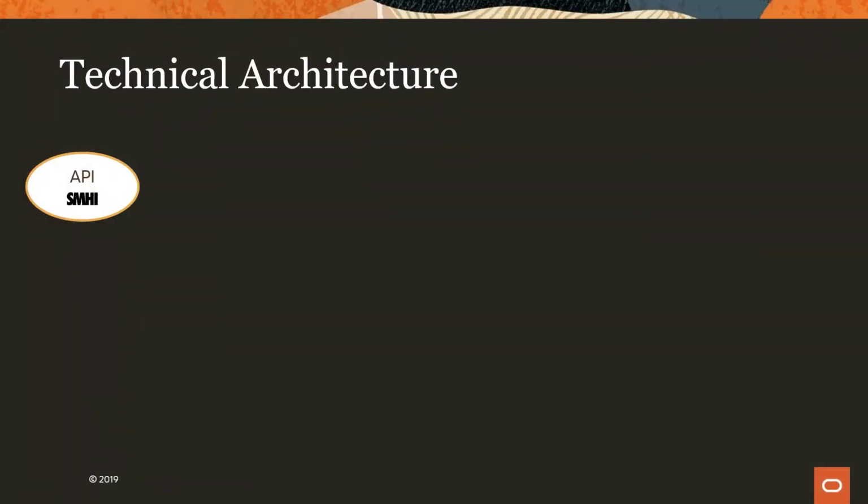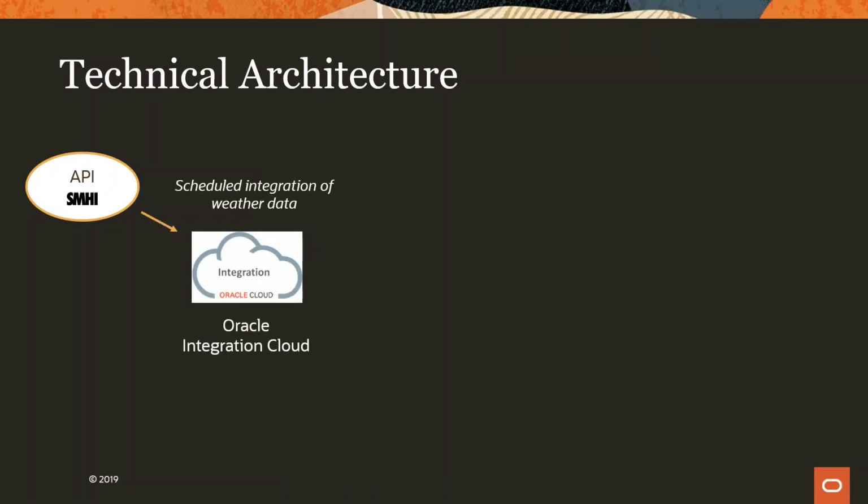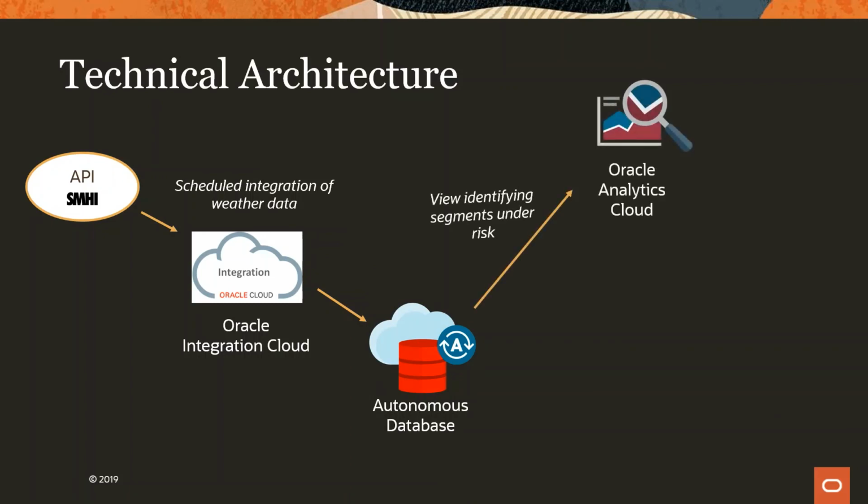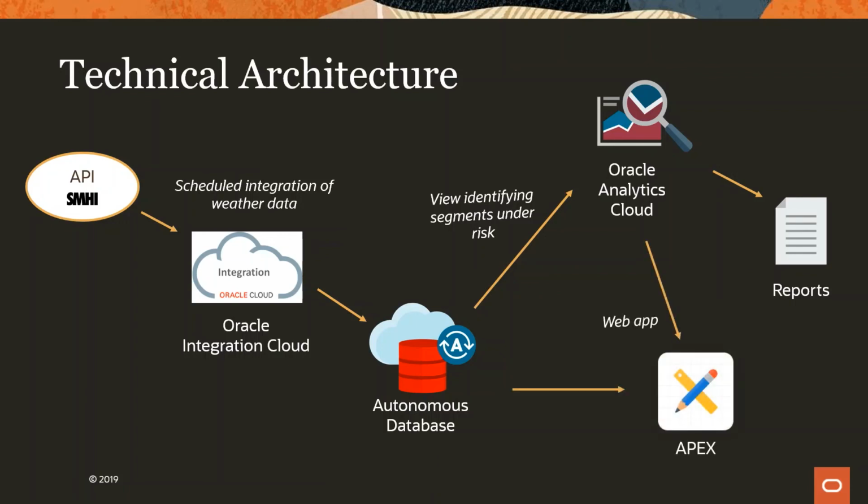So to summarize what we have done, we have integrated some weather data. We scheduled that integration with Oracle Integration Cloud. We store that in an autonomous database. We then have created a view with Oracle Spatial Studio, which selects power lines under risk, which are then displayed in Oracle Analytics Cloud, where it's also estimated how many customers are at risk. We then create reports, or we also display it in a web application which runs completely on the autonomous database.